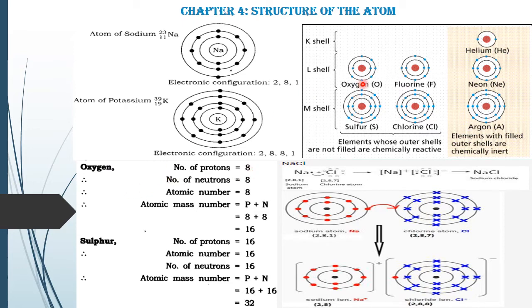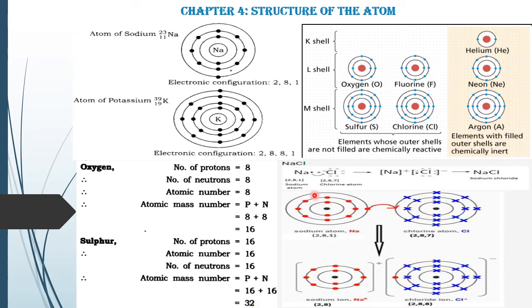Now oxygen we will discuss. The number of electrons is 8, protons also will be 8, atomic number 8. The atomic mass number, that is atomic weight or mass number, is protons plus neutrons, that is 16. Same way sulfur, number of electrons 16, atomic number 16, and the number of neutrons is also 16. Why? Because the atomic mass is 32, and 32 minus 16. So protons plus neutrons will give you the atomic mass.